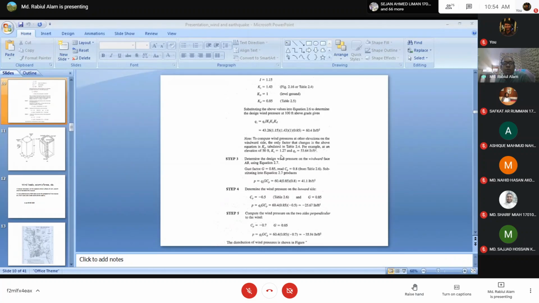At the windward face, the pressure is qz, and you see the pressure coefficient is 0.8, the G value is 0.85, and this is 60.4. We calculate here, so finally you get the wind pressure at 100 feet height.